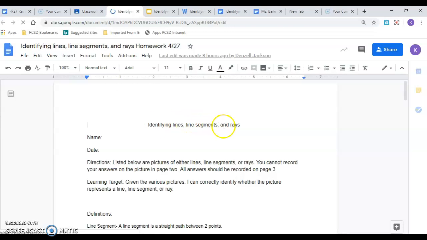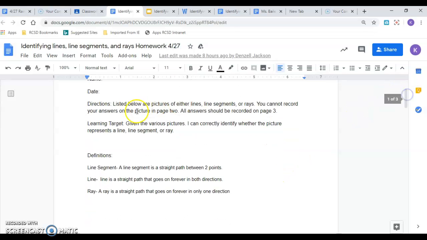Identifying lines, line segments, and rays. Put your name and date there. Directions: listed below are pictures of either lines, line segments, or rays. You cannot record your answers on the picture in page 2. All answers should be recorded on page 3. Learning target: given various pictures, I can correctly identify whether the picture represents a line, line segment, or a ray.